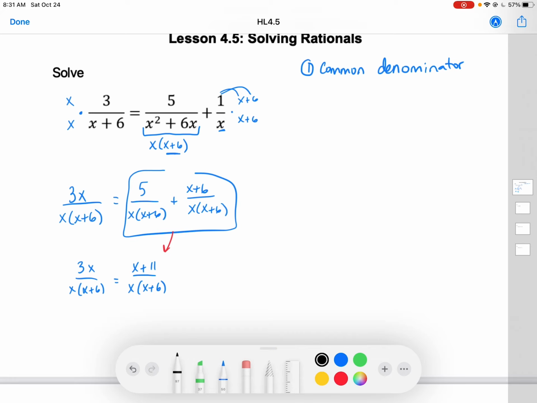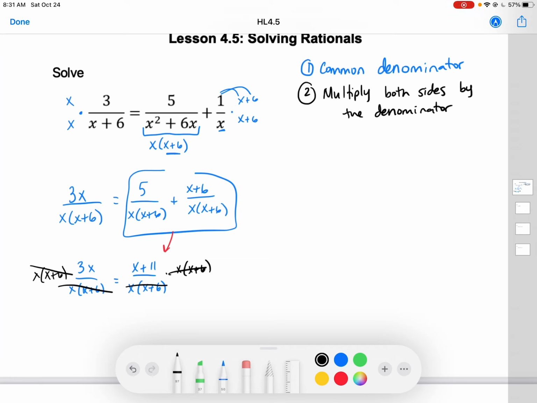This might seem weird, but in order to solve this, I'm going to multiply by the denominator. So we're going to multiply both sides by the denominator. What this is going to do is eliminate the denominator on both sides. So boom, boom, boom, boom. And you're left with 3x equals x plus 11.